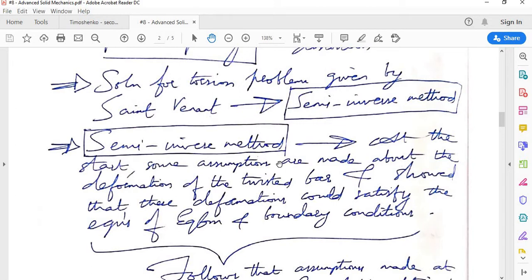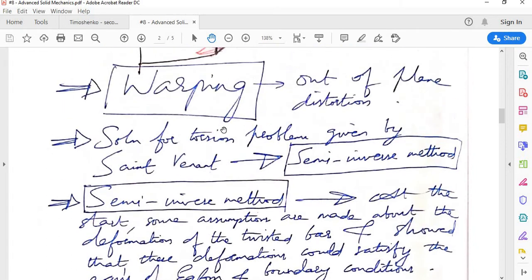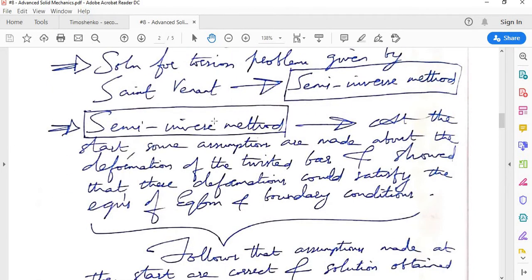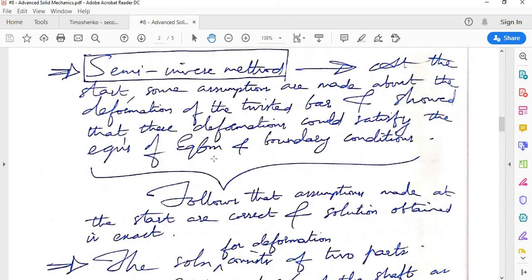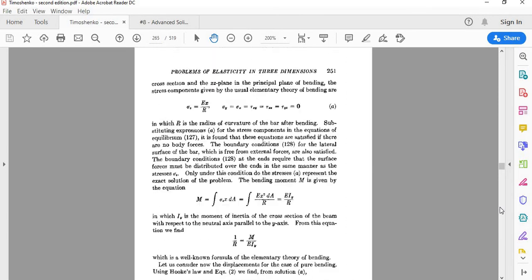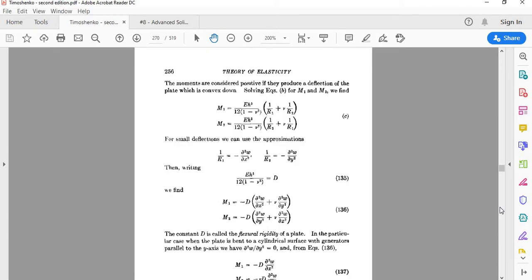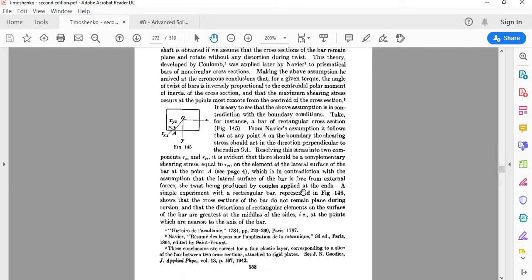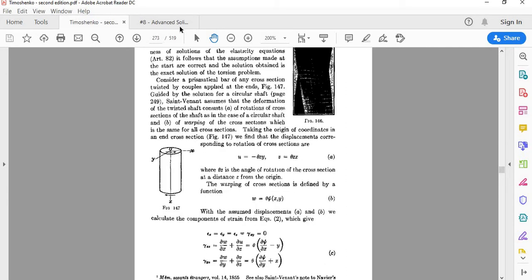This semi-inverse method was employed by Saint Venant in arriving at the general solution for warping of any cross section. So let us discuss the solution. This is talking about the semi-inverse method. You can also read about it in the textbook. Some things are written here.